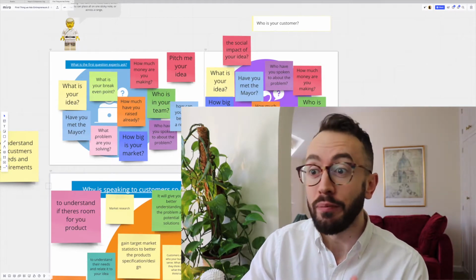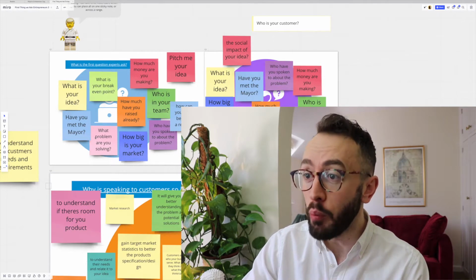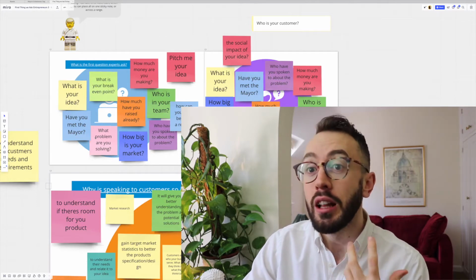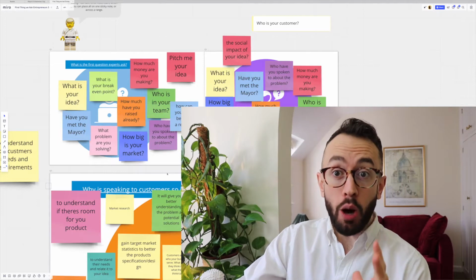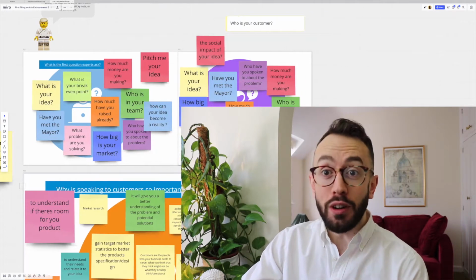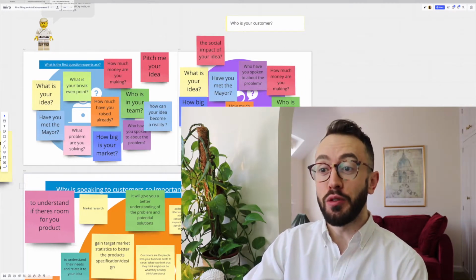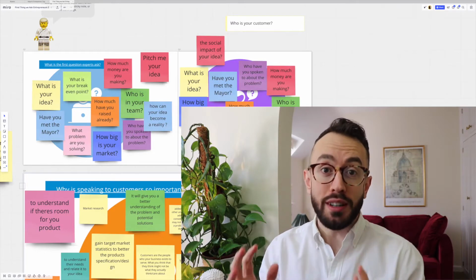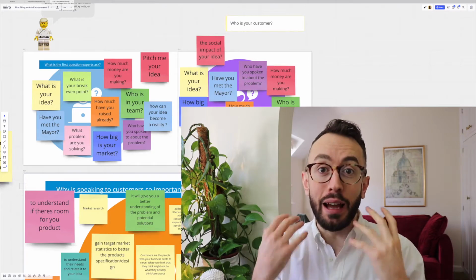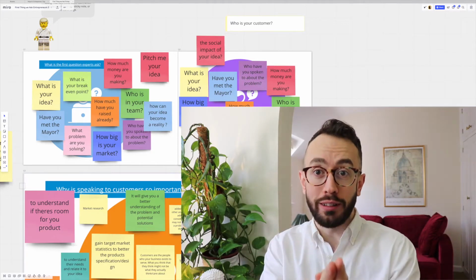What is your idea? How big is your market? What problem are you solving? Who's in your team? How much money are you making? How much have you raised? Have you met the mayor yet? All really common questions. But in all of our sessions, you all did a brilliant job, and you all figured out that the first question people are going to ask is, what problem are you solving? People want to understand why you're doing this. Like, why do you care? What is the problem you are solving?